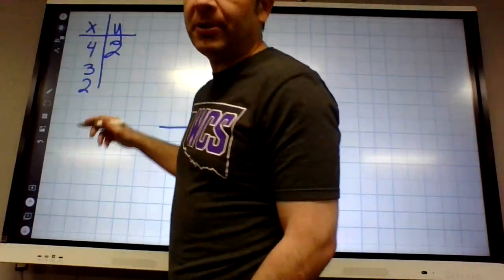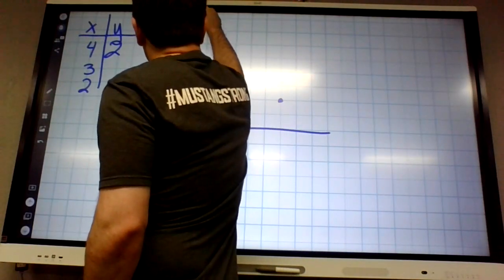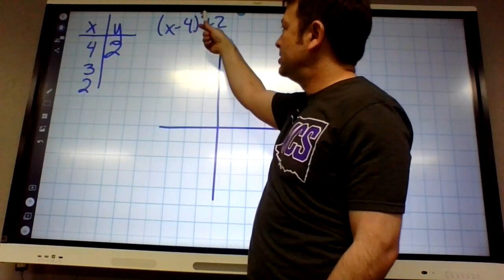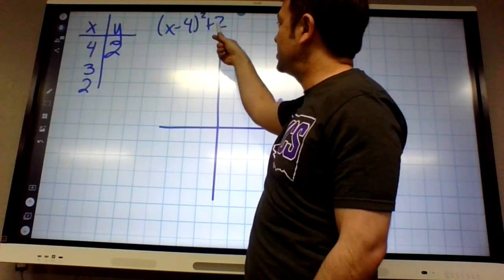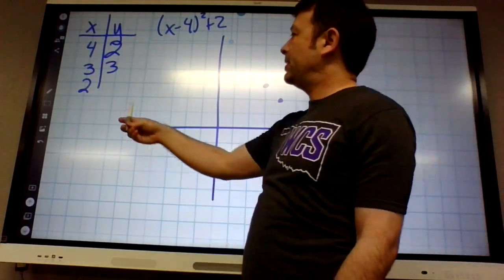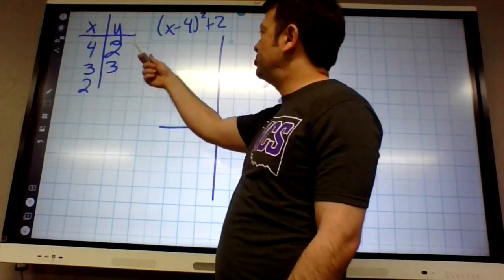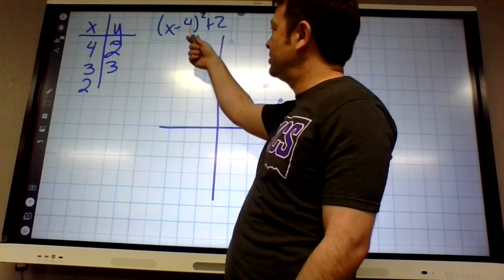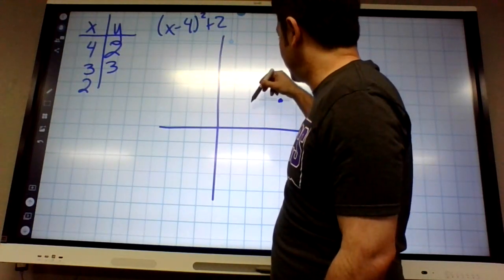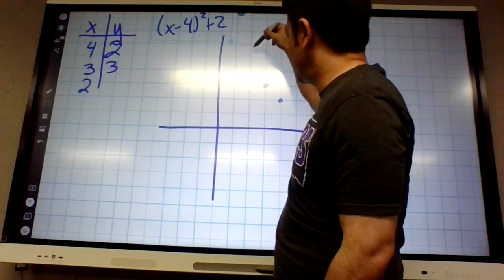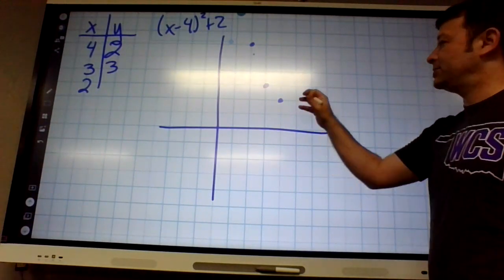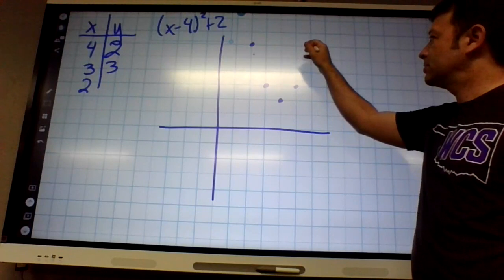Now if I plug in 3, let me write this down: x minus 4 squared plus 2. If I plug in 3, 3 minus 4 is negative 1, squared is positive 1, plus 2 is 3. So 3, 3. And for 2, 2 minus 4 is negative 2, squared is 4, plus 2 is 6. It starts going up faster and faster. It's not a straight line, right? 3, 4, 5, 6. So you want to do one side of the vertex and then you can just mirror it on the other side.